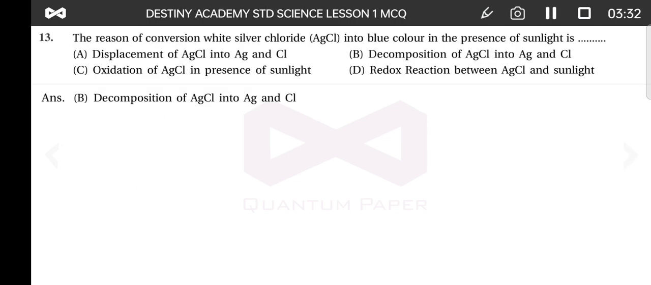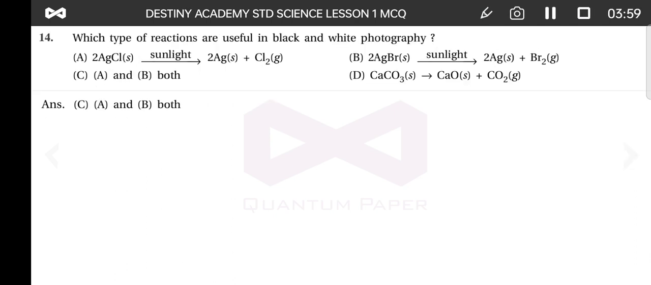The reason for the conversion of white silver chloride into blue colored in the presence of sunlight is the decomposition of AgCl into Ag and Cl. Here I think it will be brown color, not blue color. Okay, so it means the original color of the silver. Which type of reaction is useful in black and white photography? So the answer will be option C. A and B both are useful in black and white photography.